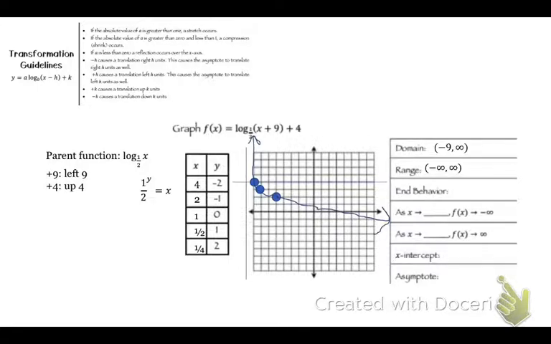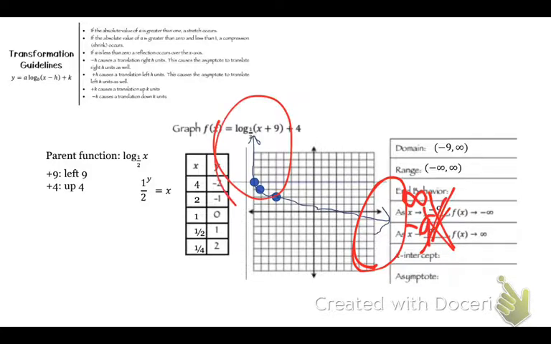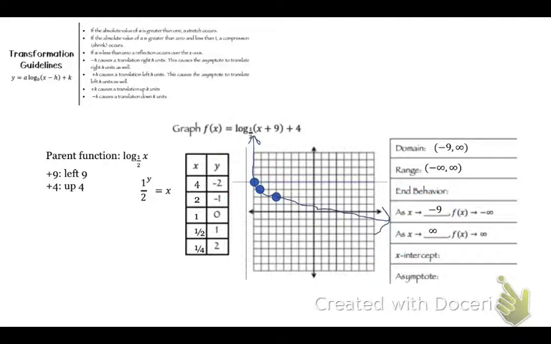So the domain here is negative 9 to infinity. Range is negative infinity to infinity. As x goes to negative 9, oh, I mixed those up. Sorry, I'm making tons of mistakes in this. Learn from my mistakes, people. As x goes to infinity, f of x goes to negative infinity because this side's going down. And as x goes to negative 9, f of x goes to infinity because that side's going up. Okay, I mixed those two up.